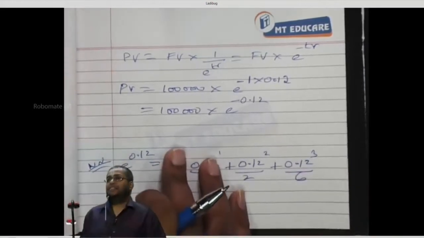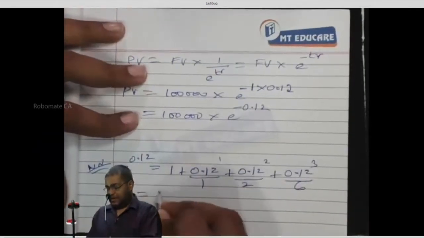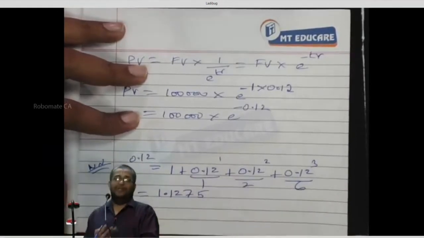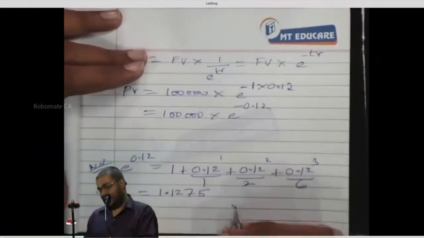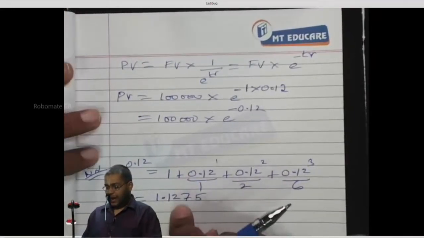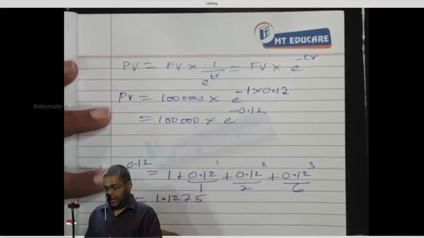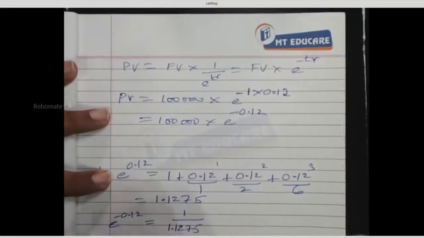Now, the class is very silent and there is some disturbance, that is why I have a doubt. Is everybody understanding and writing it or not? Tell me the number here. What is the number? 1.1275. Write it, 1.1275. Now, I don't want e power 0.12, I want e power minus 0.12. Continue writing: e power minus 0.12 is equal to 1 by 1.1275.